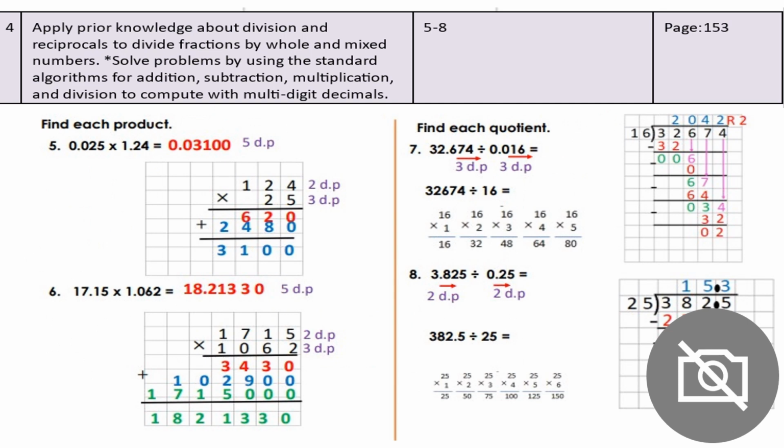Now see here, this is a reciprocal and an application of reciprocals. Fractions, division, all those things. So find each product. Product means multiply. So what you have to do is multiply these two. When we are asked to multiply something, forget about these decimals.